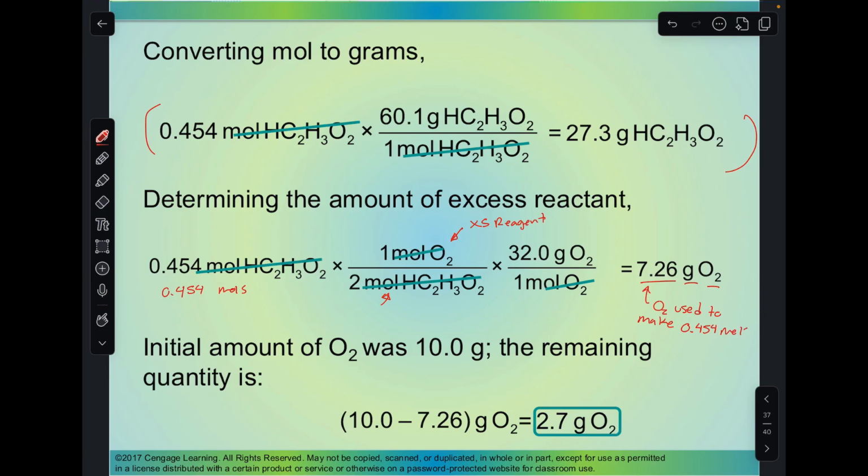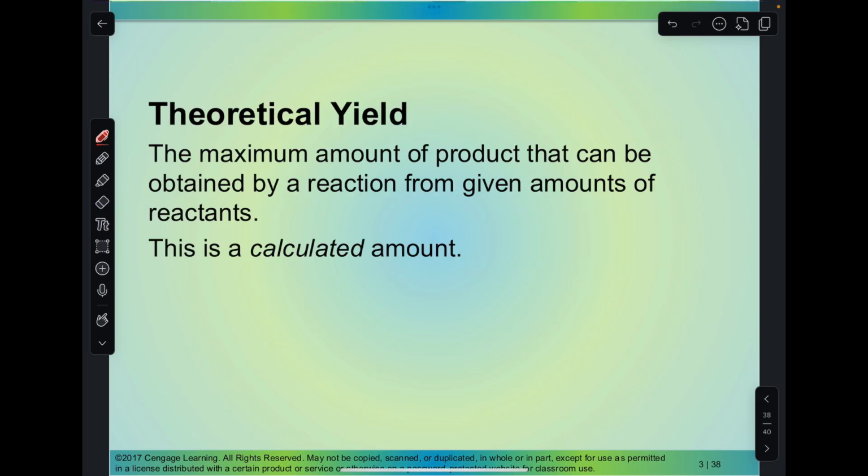So this is O2 used to make 0.454 moles of HC2H3O2. And if the initial amount was 10 grams, we just have to say this is the initial, this is how much was used, and this is going to be leftover. So you have your initial amount that you started with, your used amount, which is going to give you whatever is left over and did not react.